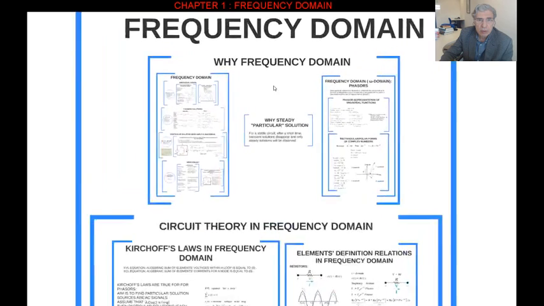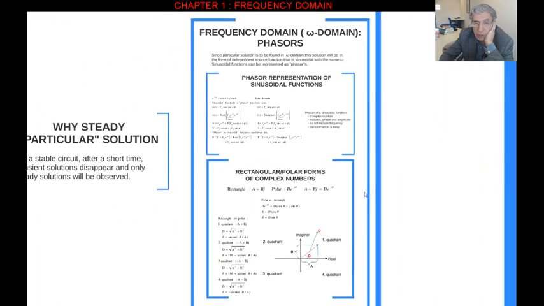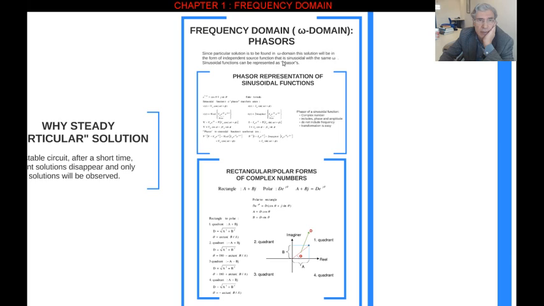That means, why steady particular solution? For a stable circuit, after a short time, transient solutions disappear and only the steady solution will be observed. That steady solution is the particular solution. So if we calculate this in this new domain, in this domain there is a basic concept which is called phasor. So let's examine what the phasor is in this domain.